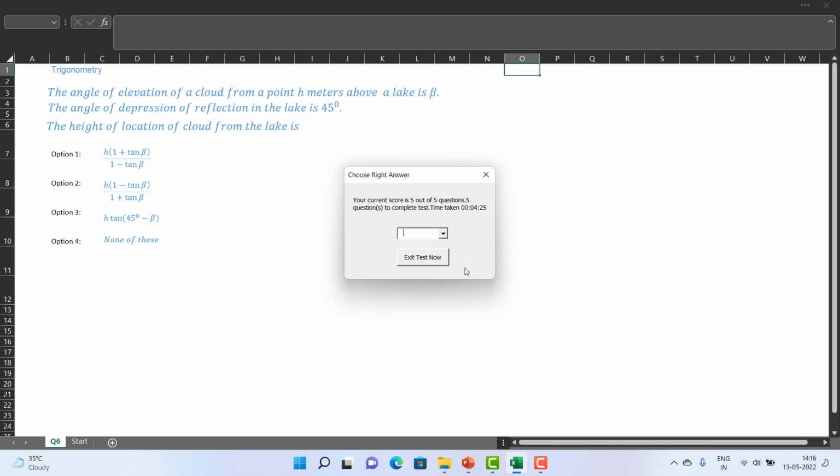Bravo. The angle of elevation of a cloud from a point small h meters above a lake is beta. The angle of depression of a reflection in the lake is 45 degrees.